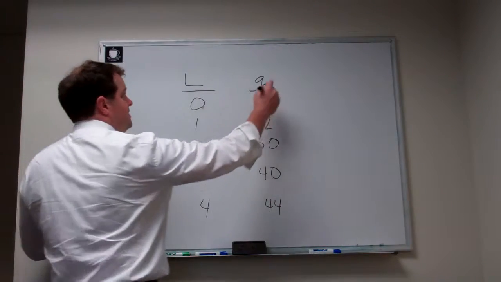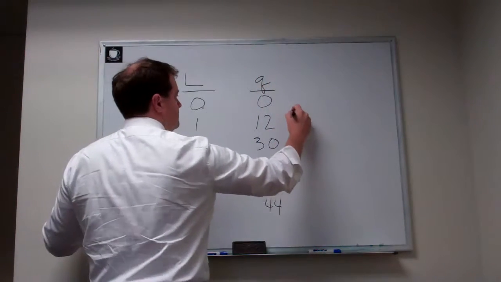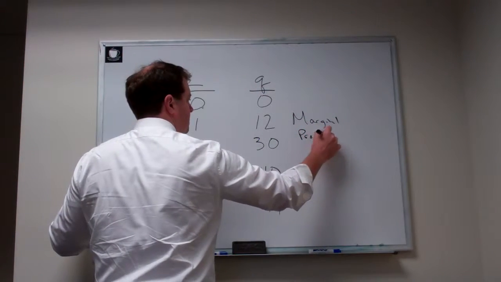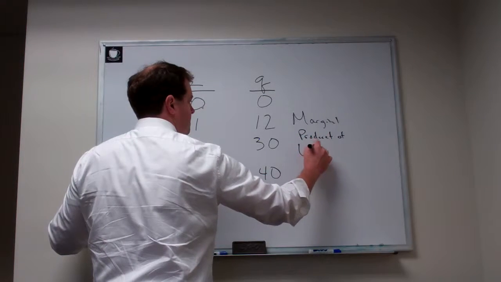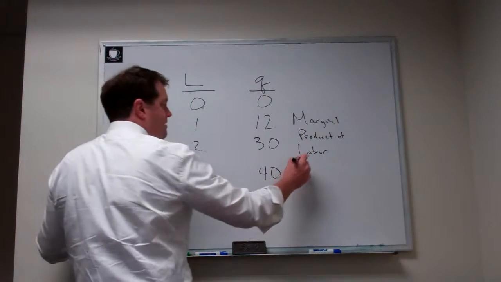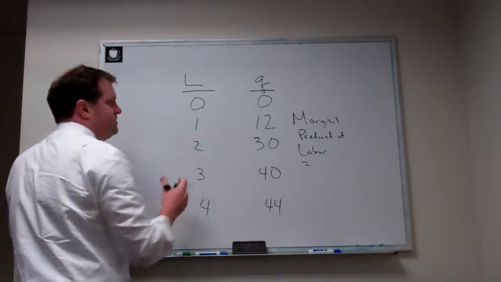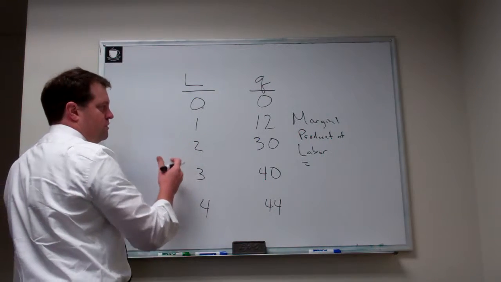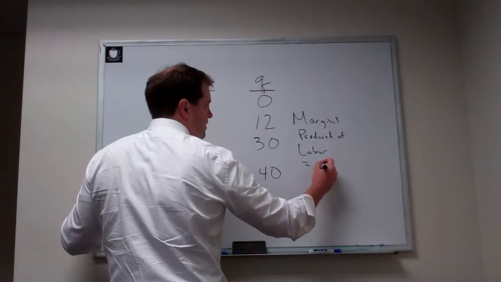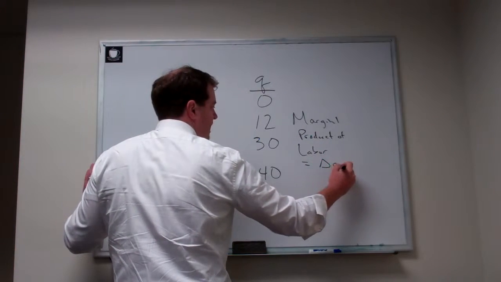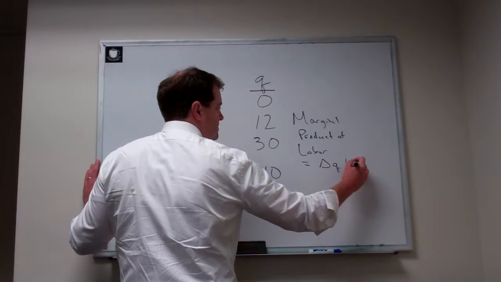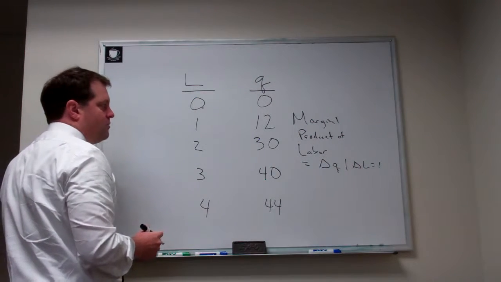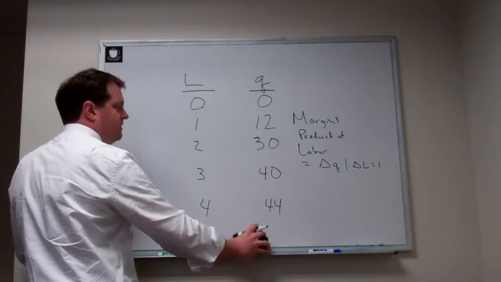The first is marginal product of labor. Marginal product of labor is just the difference in output levels conditioned on the fact that you've hired another worker. So the formula for this is the change in output given a change in L equal to 1. At least for our purposes, that's how we're going to calculate the formula.